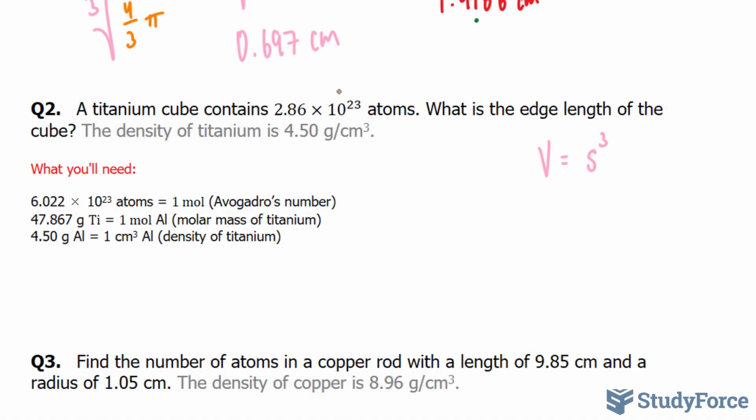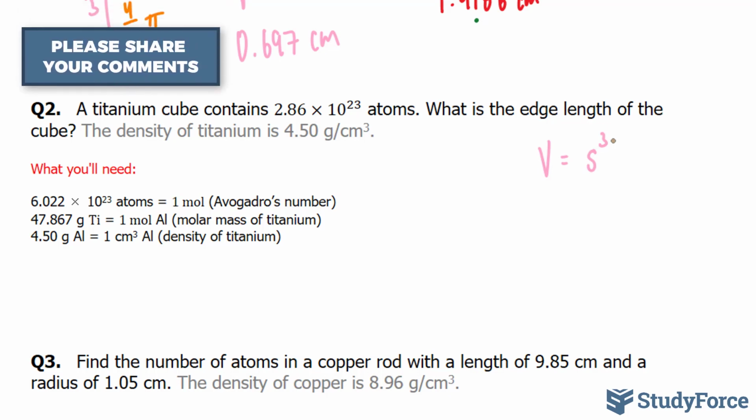We've been given the number of atoms, so using Avogadro's number, namely this relationship, we can find out the number of moles. Once we have found the number of moles, we can find out the mass in grams. And then once we find the mass in grams, we can use the density of titanium, which is given in the question, to find out the volume. Then we can find out the side. Enough chit chat, let's get started.